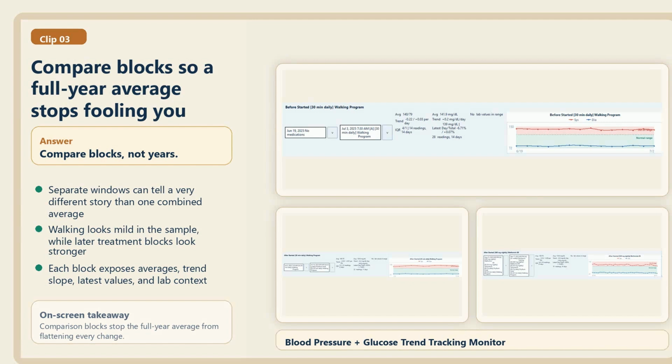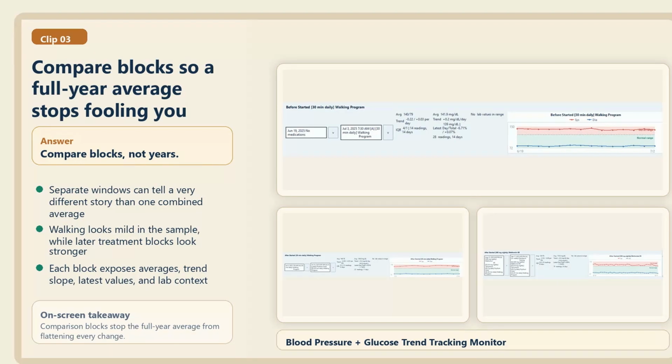Once the dates are set, the block comparison view does the real work. In the sample file, the walking block looks mostly flat, while later treatment blocks show stronger downward movement in blood pressure and glucose. That is a good example of a hidden pattern. A full window average could blur all of those phases together and make the year look merely mediocre. The app separates the windows so you can compare averages, slope, latest values, and lab matches block by block instead of pretending the whole year was one condition.